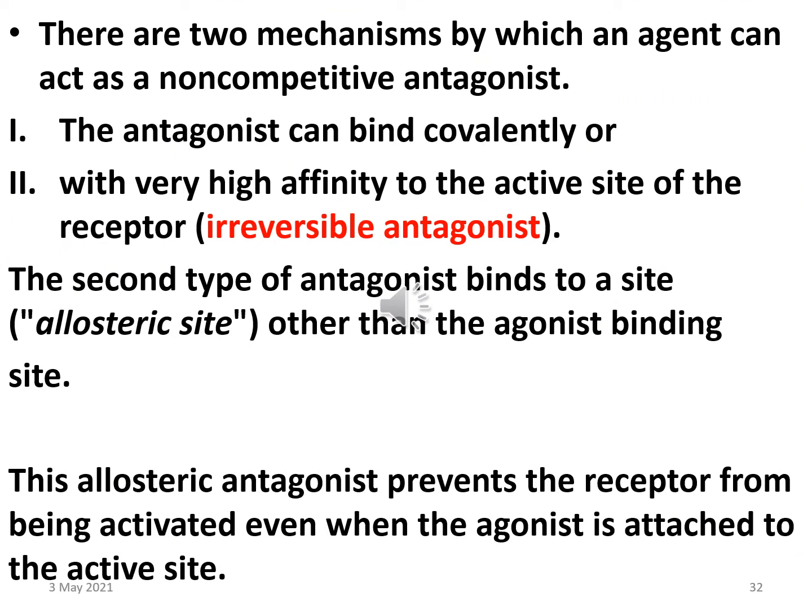There are two mechanisms by which an agent can act as a non-competitive antagonist. The antagonist can bind covalently, by covalent bonds, or with very high affinity to the receptor at the allosteric site, not the active site. When it binds to this site, it inhibits the binding of the agent to the active site, which is called irreversible antagonist.